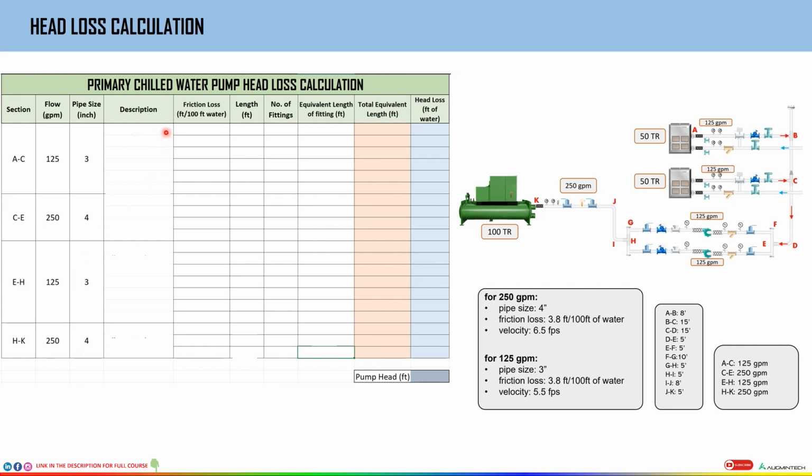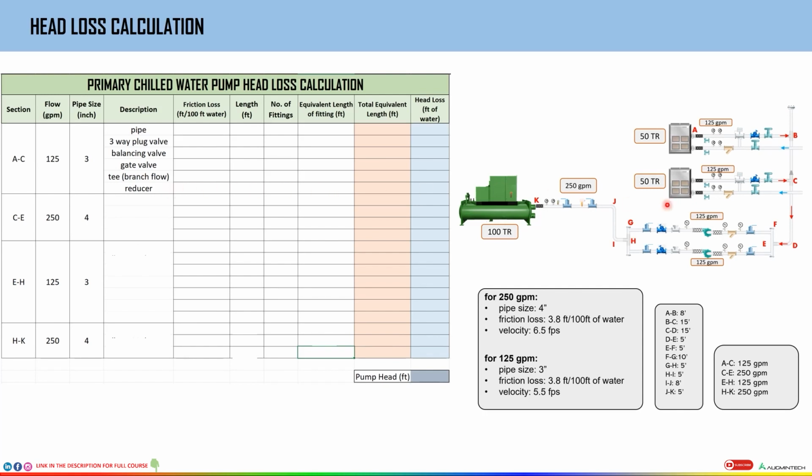What are the components in these sections? So from A to C, what do we see first? From A to C, first of all, we have the pipe. Alright, so we'll mention pipe over here. What do we have next? As we move from A to C, we get the three-way plug valve, the balancing valve, the gate valve, the T, and the reducer. So we'll mention all these over here: the three-way plug valve, balancing valve, gate valve, T, and the reducer.